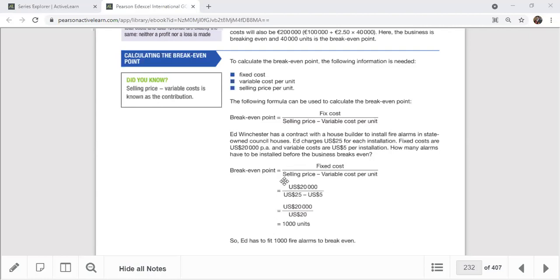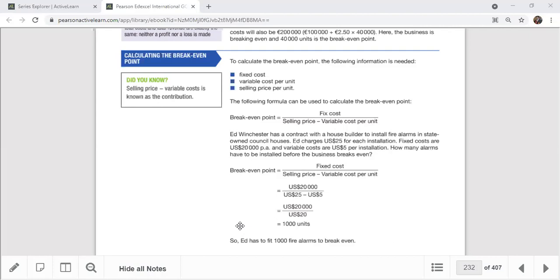So fixed cost 20,000 divided by selling price, charging $25 per fire alarm, minus 5. 5 is the variable cost per fire alarm. 25 minus 5 is 20. So 20,000 divided by 20 is 1,000 units, or 1,000 alarms. So that means he has to fit 1,000 fire alarms to break even. In order to cover his total cost, he has to install at least 1,000 fire alarms.